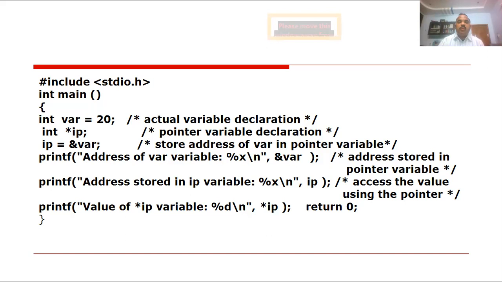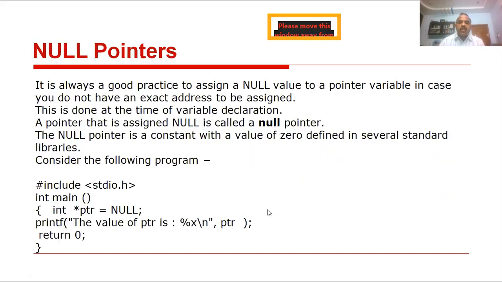This is an example program for simple pointer declaration. How to assign the address to the pointer variable. How to display the address of the variable. How to display the value of the pointer variable. How to display the content in an address location. These three statements are examples. Clear? Next one, null pointer.